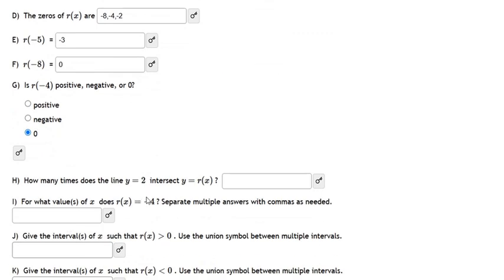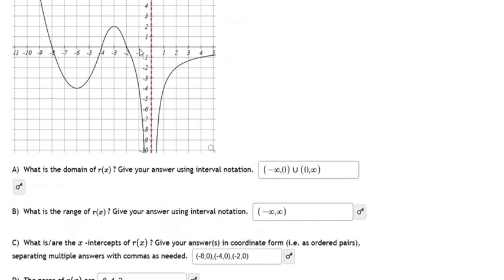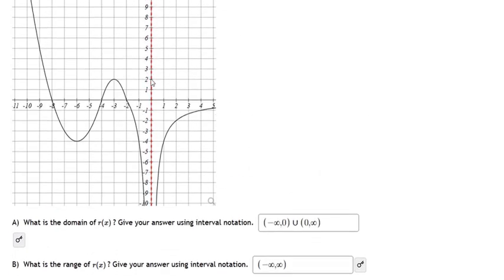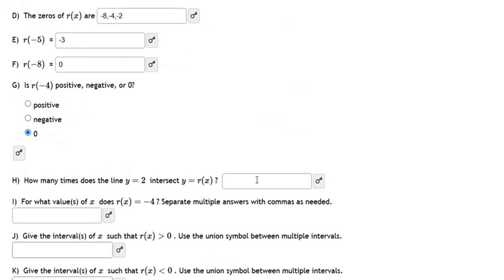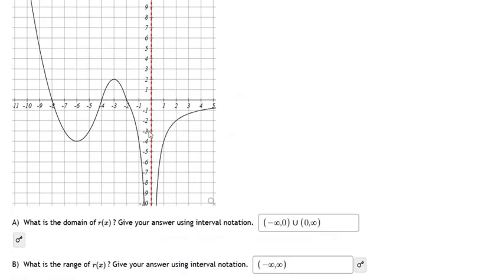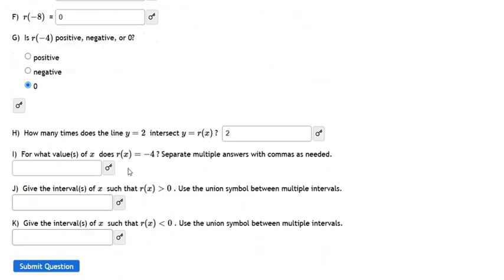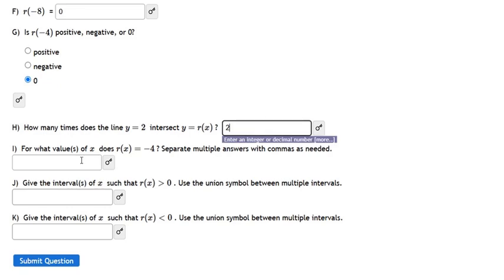How many times does the line y equals 2 intersect r of x? So this is where y equals 2, and a horizontal line crosses twice, once here and once here. For what values does r of x equal negative 4? So this is the x values when y equals negative 4. So here's y equals negative 4. It looks like the x values are negative 1 and positive 1.